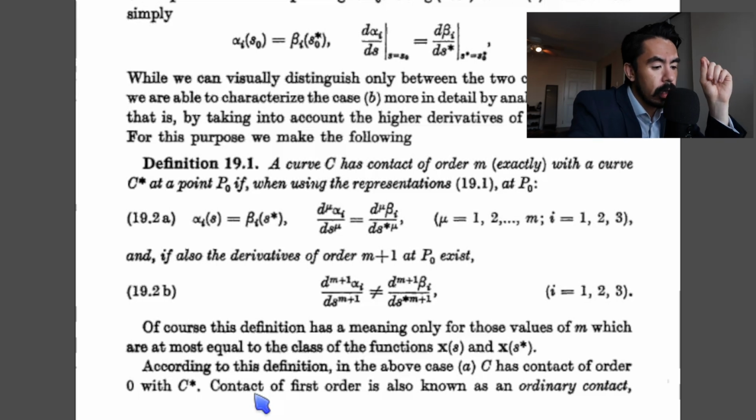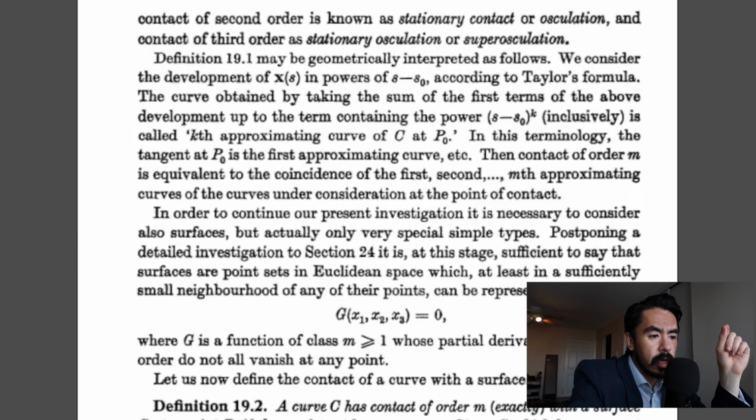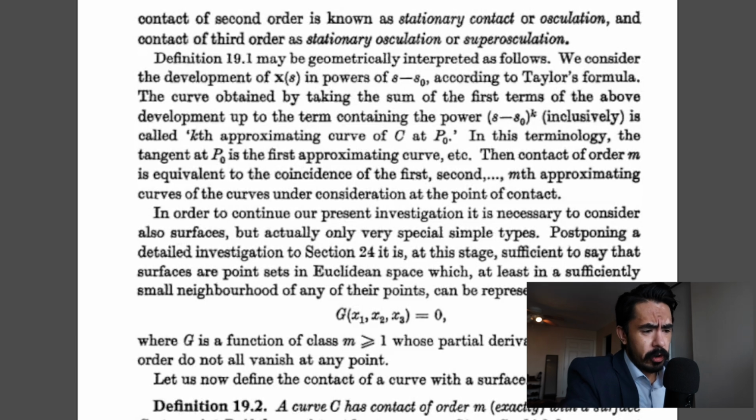So contact of first order is also known as ordinary contact. Contact of second order is known as stationary contact or osculation. And contact of third order as stationary osculation or superosculation.